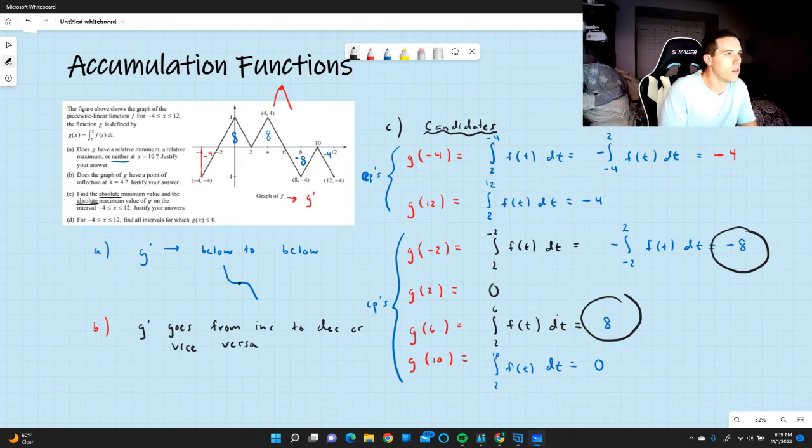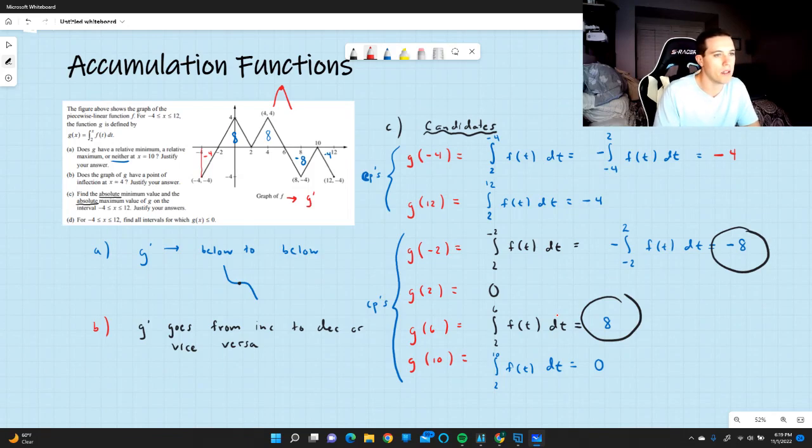The last one's kind of cool. I'm actually not going to do it. We'll save it for another time. Once you have all this information and they want to know where the original function is less than 0, you can kind of piece all this together to get a sketch of the original. But I'm going to stop here on this one. And then I may ask you about this in class next time, see if anyone can get an answer. But this is what I care about.